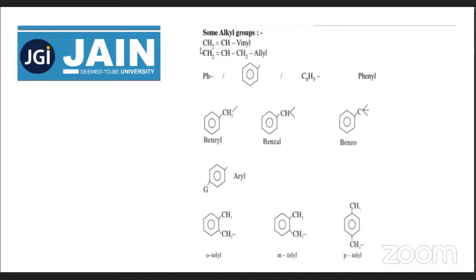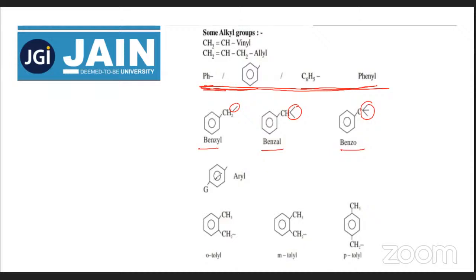Further, we have already seen that this is vinyl and this is allyl. If I'm using it, this is phenyl. Okay, phenyl is also written as this. Both of these, you can write in this fashion. This all is used for the same thing, phenyl. This is benzyl. This is benzal. This is benzo. Okay, CH2 with 1 bond free is benzyl. CHCl2... CH with 2 bonds free is benzal. C with 3 bonds free is benzo.